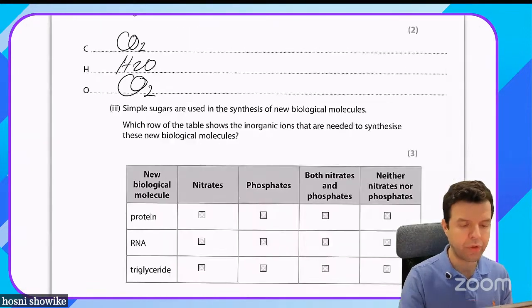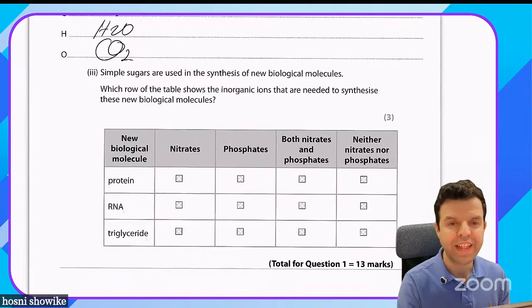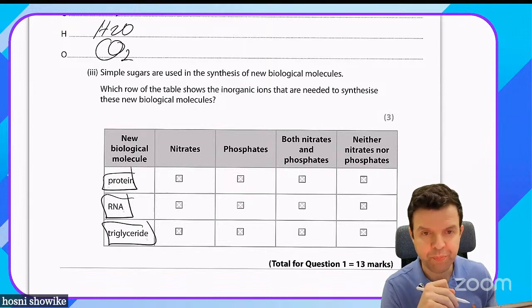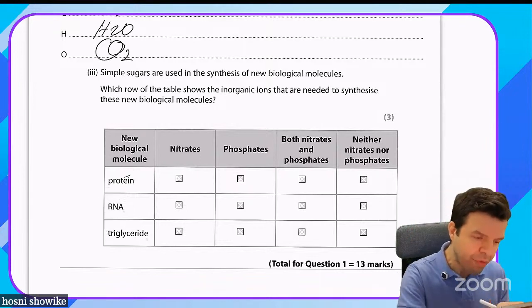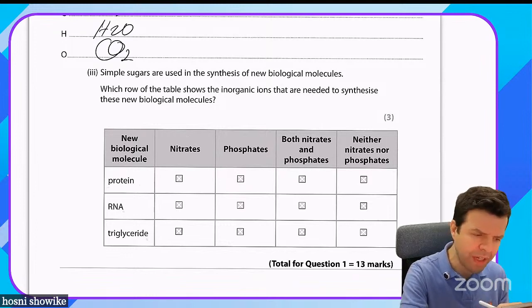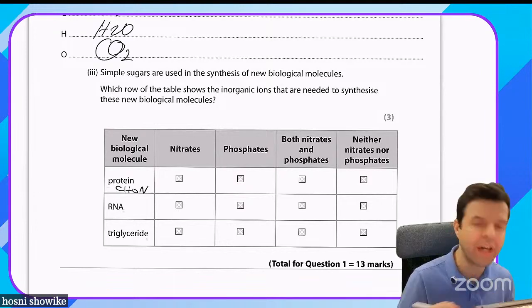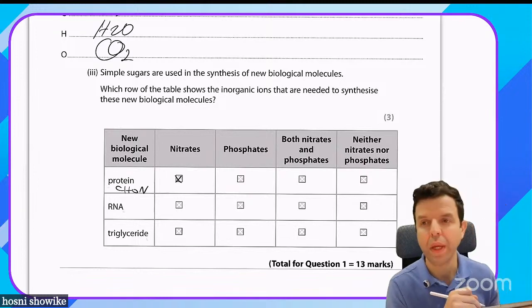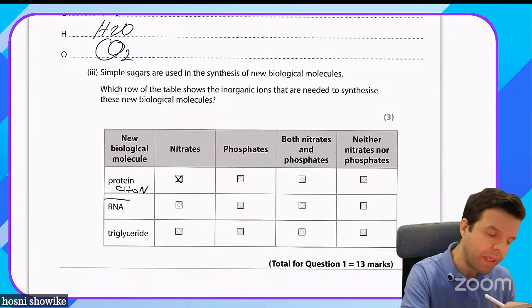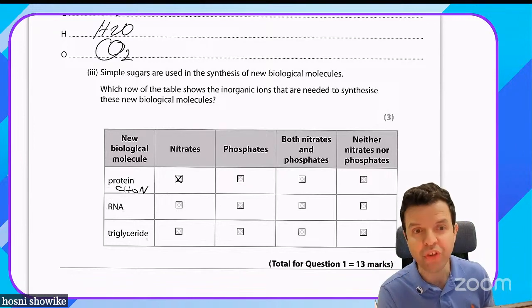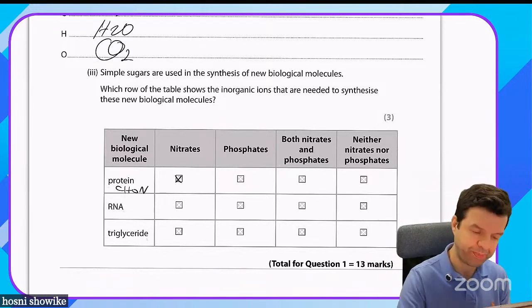And right here, they gave me these biological molecules and they want me to tell them, does that require nitrates? It does, right? Proteins have carbon, hydrogen, oxygen, nitrogen. So where do you get the nitrogen from? You get it from nitrates. Okay. What about nucleic acids? Nucleic acids have phosphate groups and nitrogen in them. So I'm going to pick this.